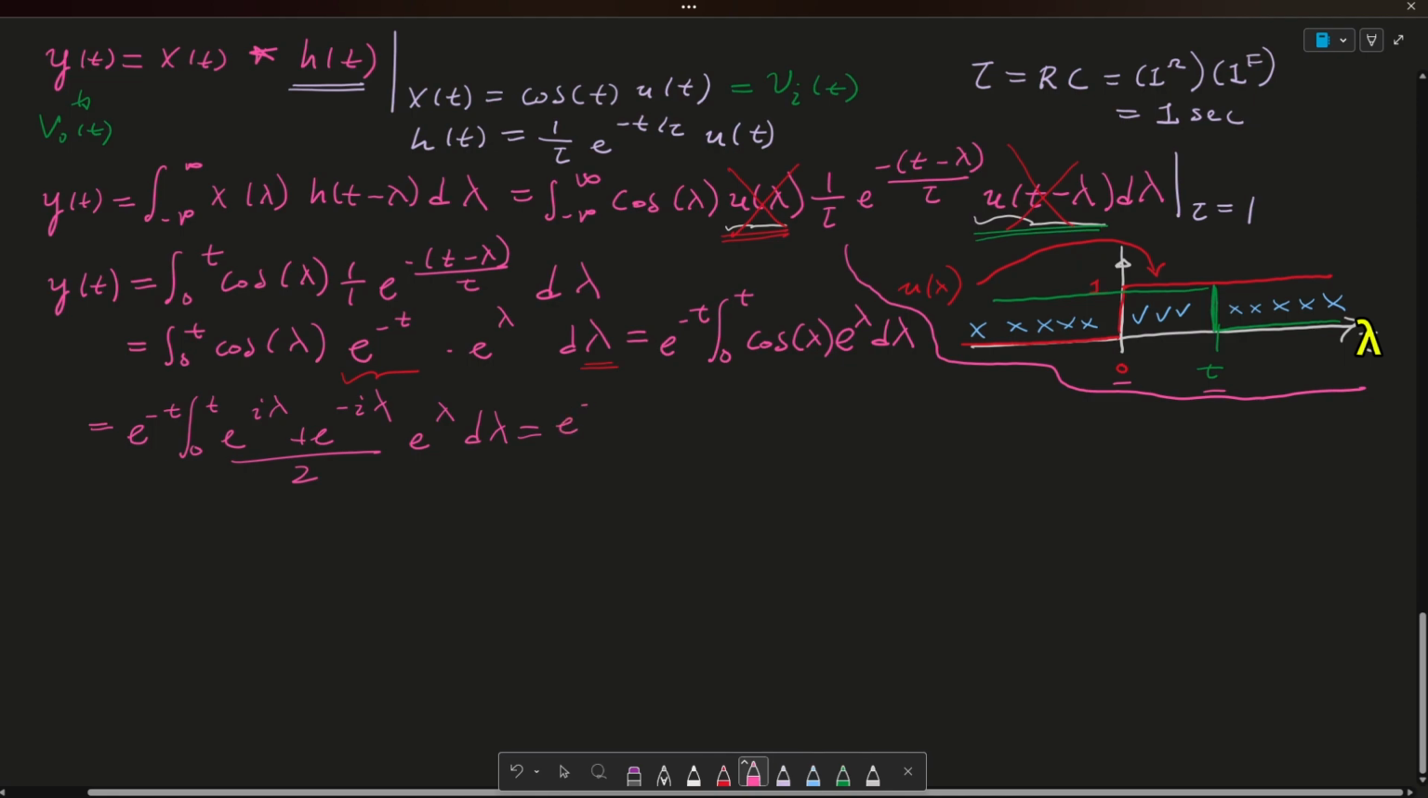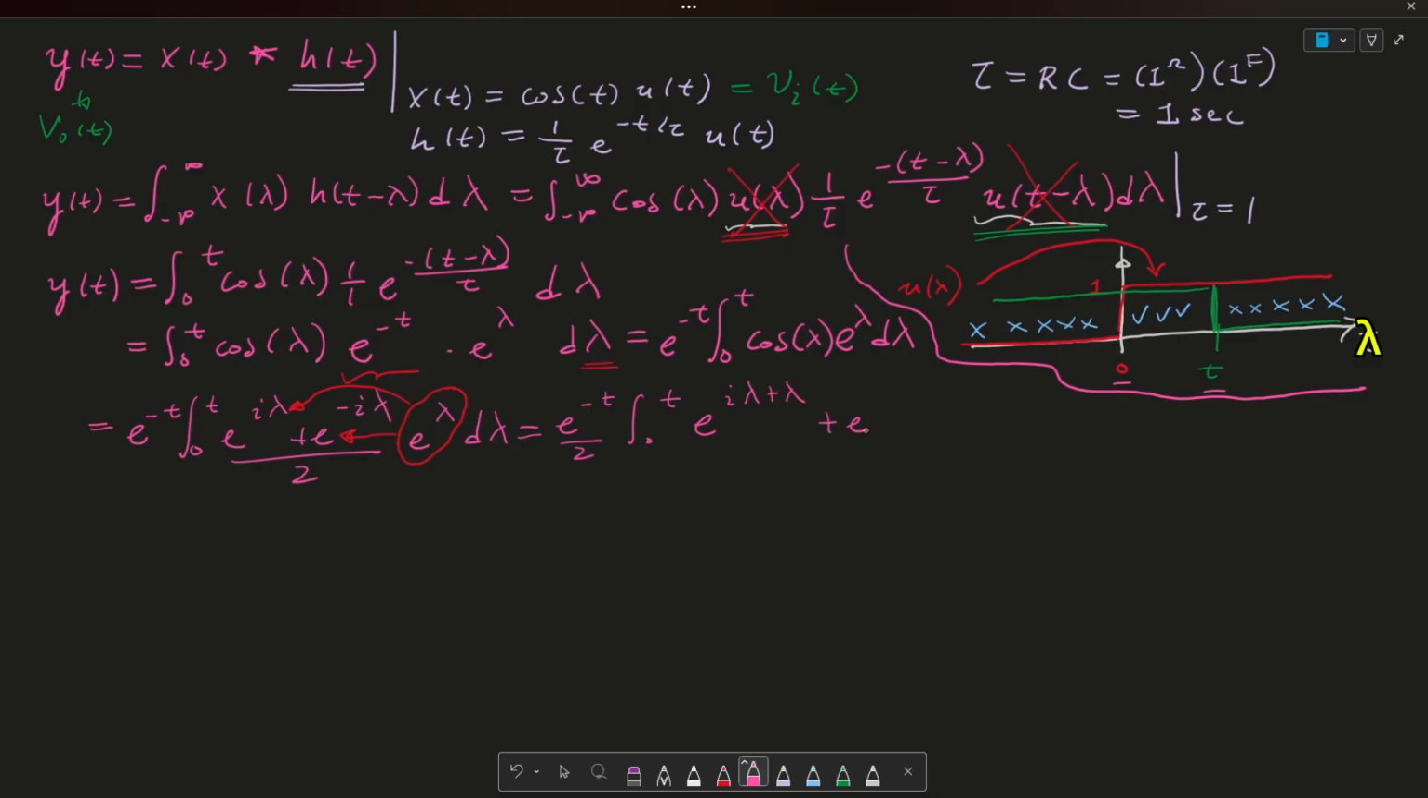I'm left with e to the minus t over 2 times the integral from 0 to t of e to the i lambda plus lambda. What I'm basically doing is distributing this lambda to this term and this term. So then I get plus e to the minus i lambda plus lambda d lambda. All right, let's keep going.